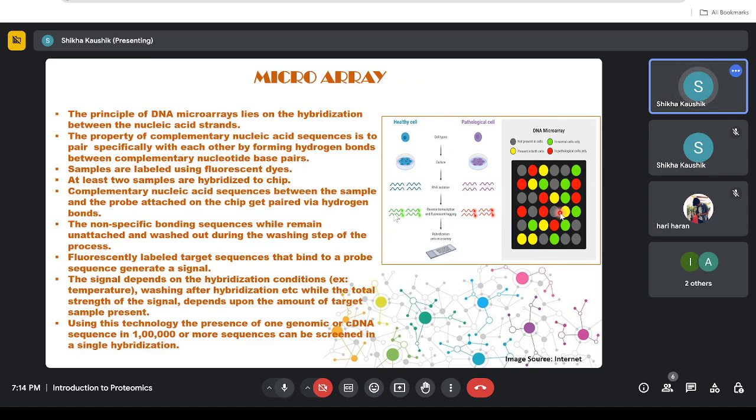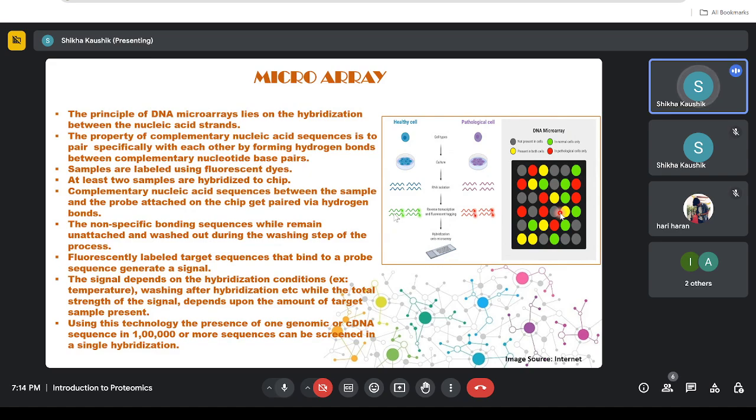If that particular analyte is present in both the samples, you'll have yellow color, which is basically present in both cells. And if you have red or green signal, it will give you the sample that is only present in healthy or in your diseased. So this system is basically DNA microarray, and that's how you detect what all sequences are altered or changed or present in healthy as well as pathological sample.